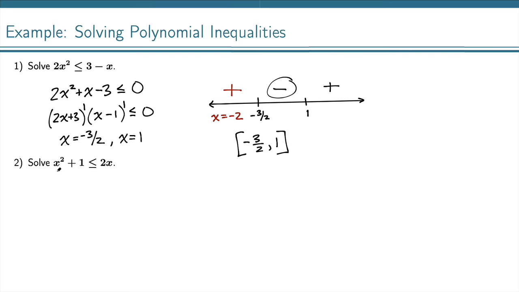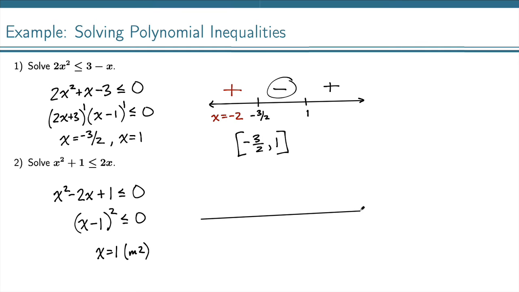For this second one here, again, we move everything to one side of the equation. So if I subtract 2x from both sides, I have x squared minus 2x plus 1 less than or equal to 0. Then we factor. And this factors as x minus 1 squared. So this gives me a 0 of x equals 1. And notice the multiplicity of that is 2.